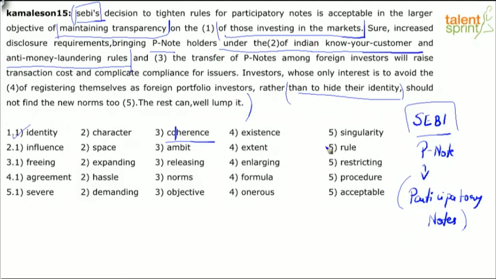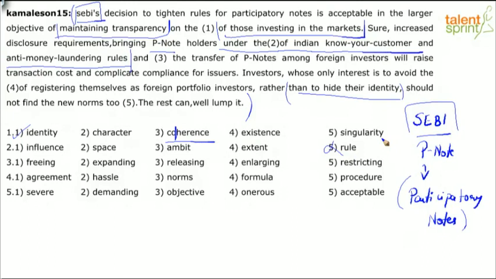Now, rule, as somebody pointed out, somebody before Subhadeep said option 5. It's very redundant if I use rule. It cannot be under the rule of Indian know your customer and anti-money laundering rules. It's redundant. I can't use that word. Okay? Now, let's look at influence, space, ambit or extent.